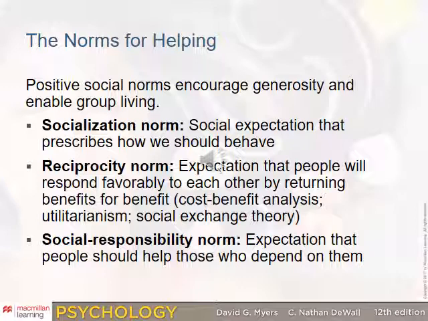The reciprocity norm is the norm that requires that we repay in kind what another has done for us. It can be understood as the expectation that people will respond favorably to each other by returning benefits for benefits and responding with either indifference or hostility to harms, right? The social responsibility norm is a societal rule that tells people that they should help others when in need, even if doing so is costly.